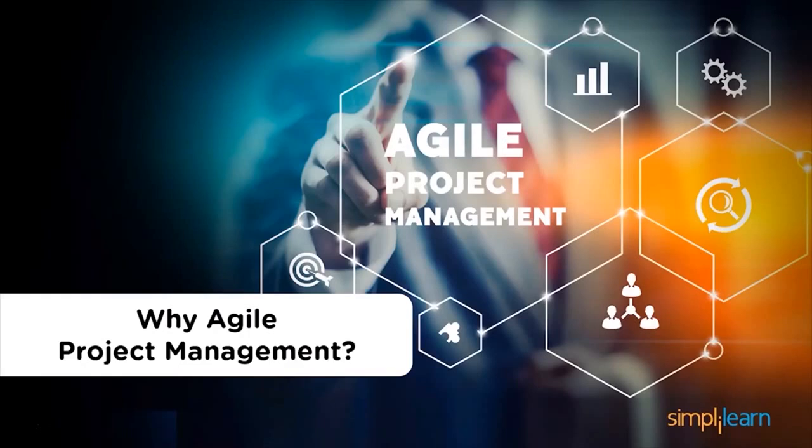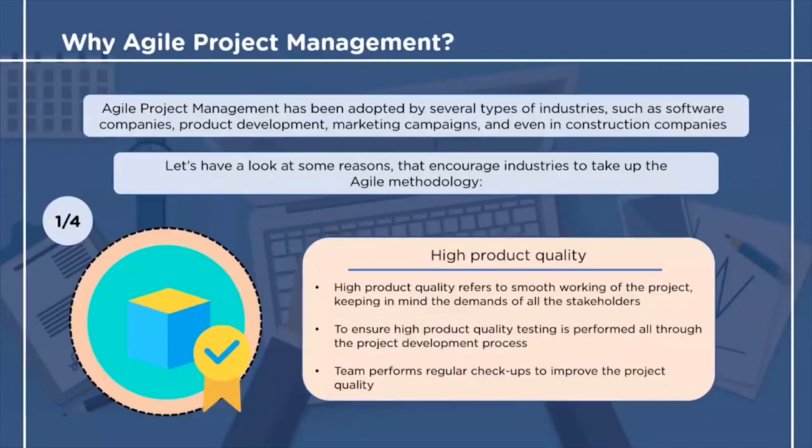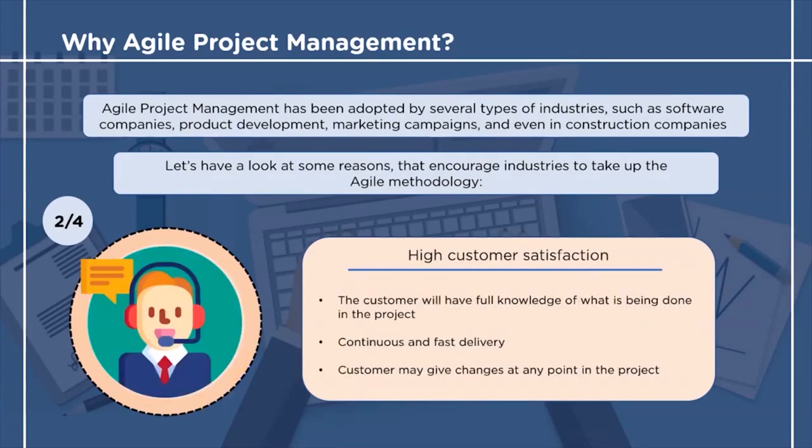Let's now have a look at some reasons why industries have started moving towards Agile project management. The first reason is high product quality. When we talk about high product quality, we refer to the build of the product as per stakeholders' demands. Testing is performed at short intervals of time wherever needed to ensure high quality of the product. Then another reason is customer satisfaction. Whatever is done in the project is known by the customer. The deliveries don't take longer durations as they used to take in the case of traditional ways. The changes may be provided by the customer in the execution phase of the project.